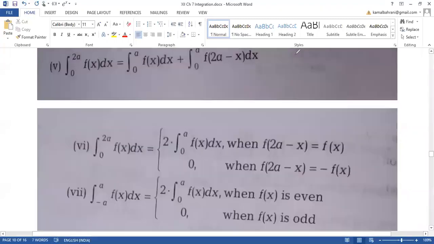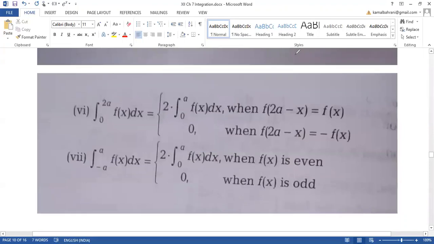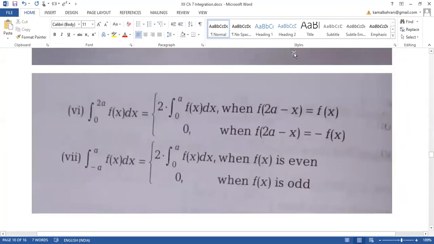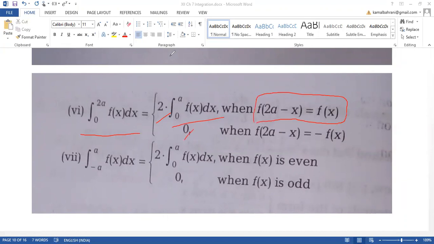Then your sixth property is this, which I told you earlier as the extension in the fifth property. Just see this: the integral from 0 to 2a of f(x) dx is equal to 2 times the integral from 0 to a of f(x) dx when f(2a - x) is equal to f(x), and it is 0 when f(2a - x) is equal to minus f(x). Is that clear?